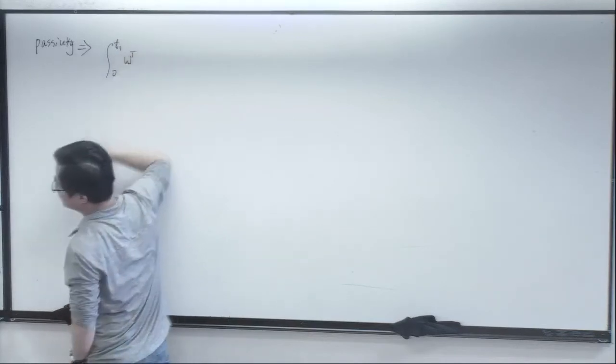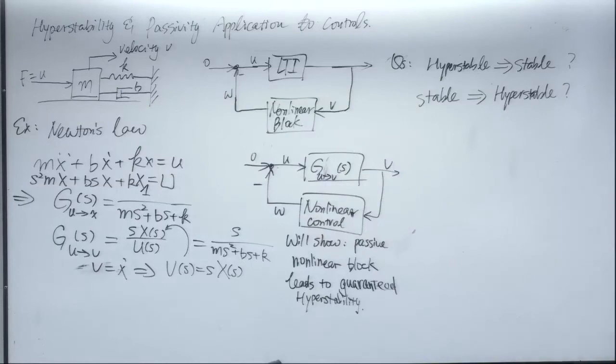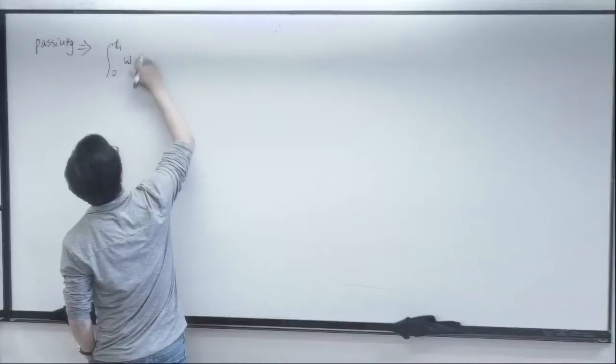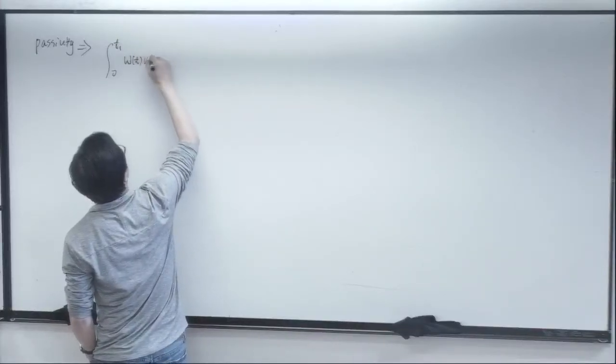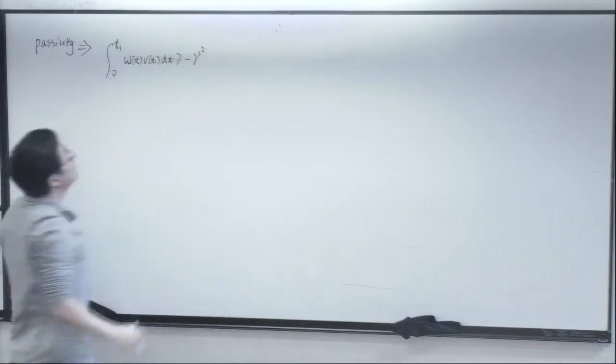W, the output of the block, is W, the input is V, and they are scalar, right? These are all scalar signals, so I don't need to put a transpose. I can just say the integral of W V is going to be lower bounded by some negative gamma squared.